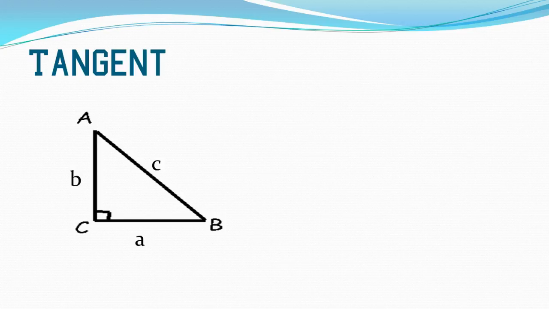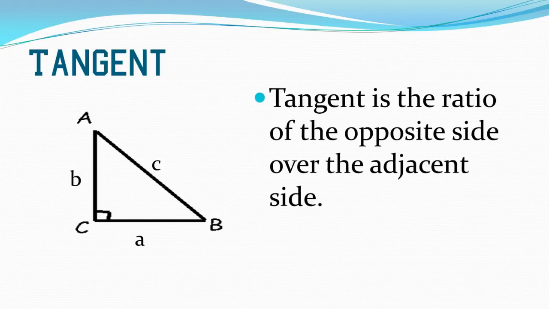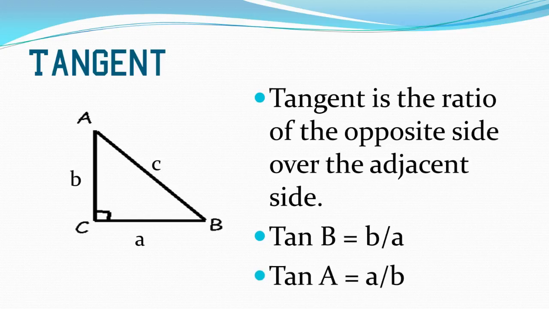Tangent is our third trig function. Tangent's the ratio of the opposite side over the adjacent side. Opposite is the side that is directly opposite the angle, or the given angle. This is the side that it is not touching. Adjacent is the side that it is touching. So if I was going to find the tangent of angle B, B is directly across from it, A is touching it. So tangent of angle B equals opposite B divided by adjacent A.